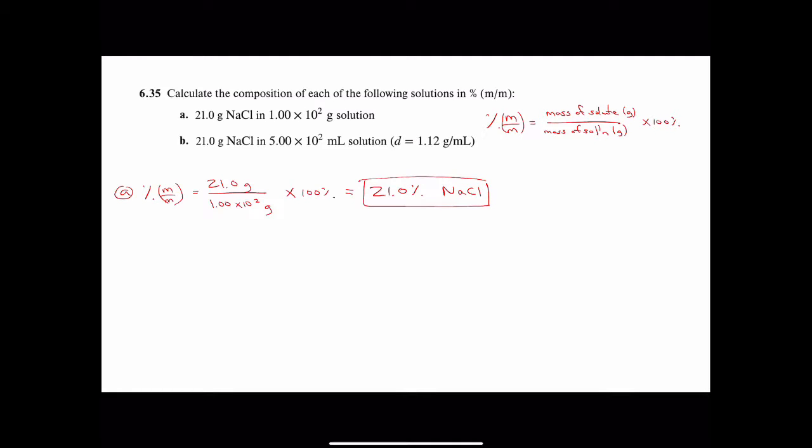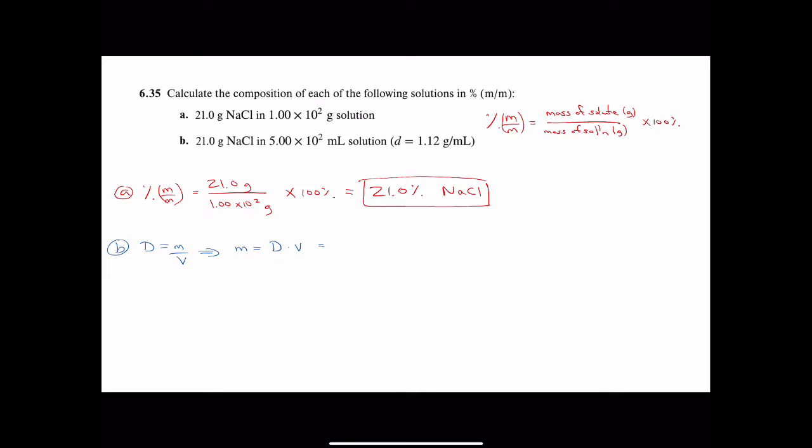Moving on to B, it says we have 21 grams of sodium chloride in 5.00 times 10 to the power of 2 milliliters of solution, but then they've given us the density of that solution. And if you remember, the formula says that we need the mass of the solution in our denominator. So I think the first thing we should do is figure out what the mass of the solution is. In order to calculate that, you need to know the formula that density is equal to mass over volume. And we can rearrange that to solve for mass. So mass is going to be equal to density multiplied by volume.